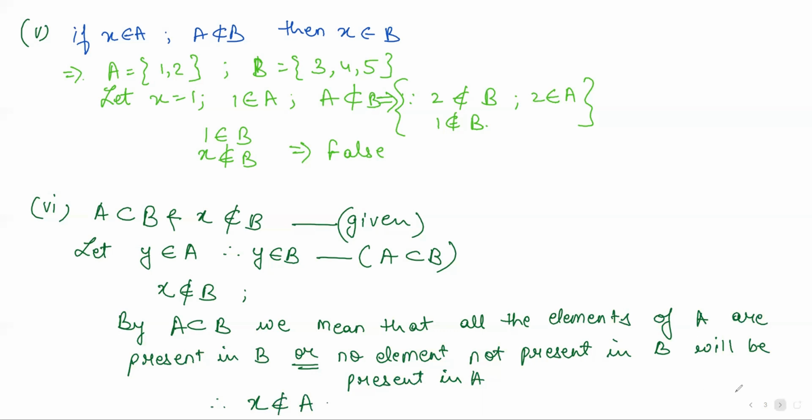Next. Let A, B, C be the sets such that A union B is equals to A union C and A intersection B is equals to A intersection C. Show that B is equals to C.